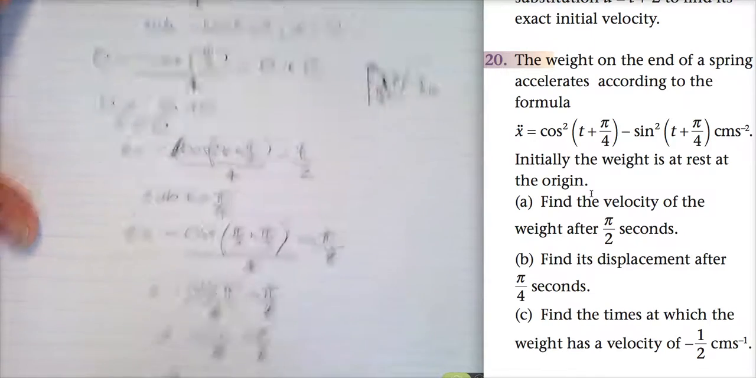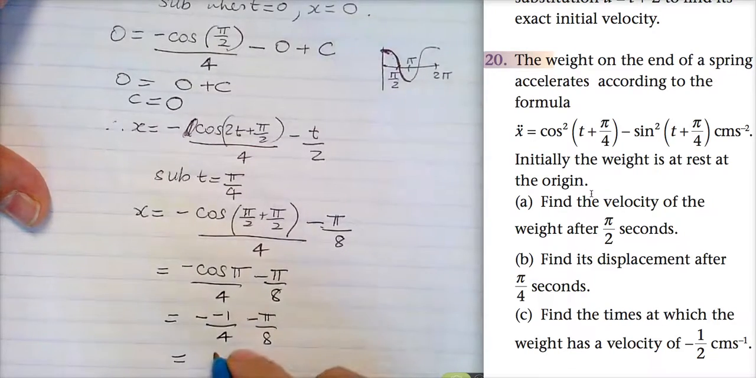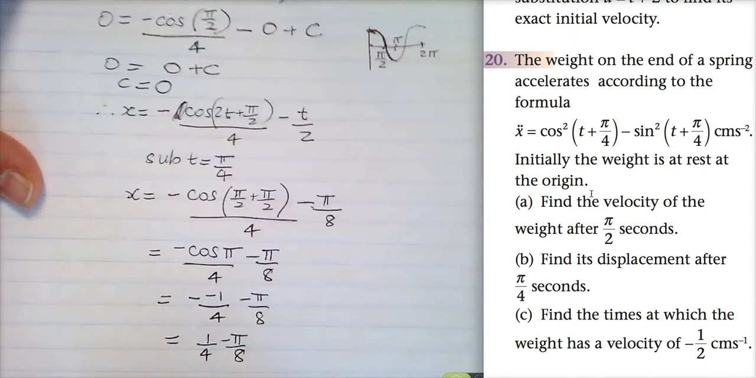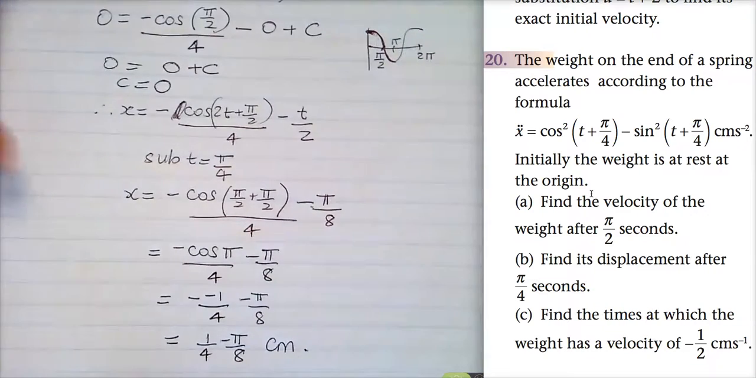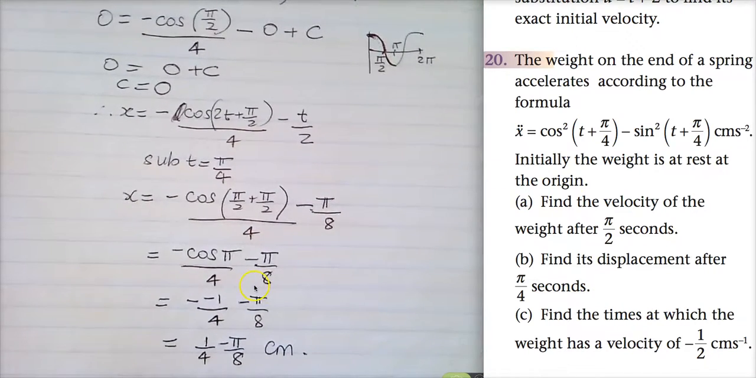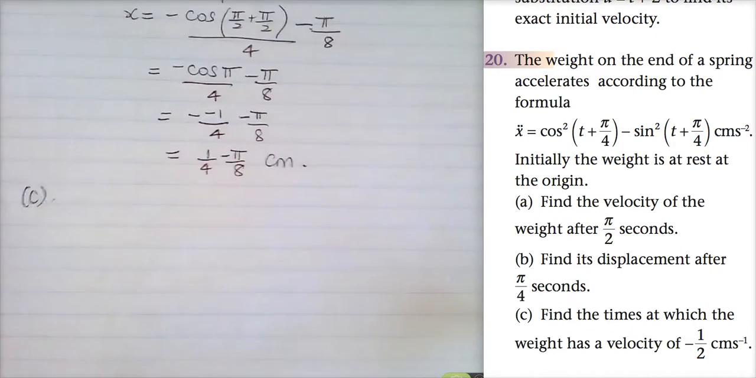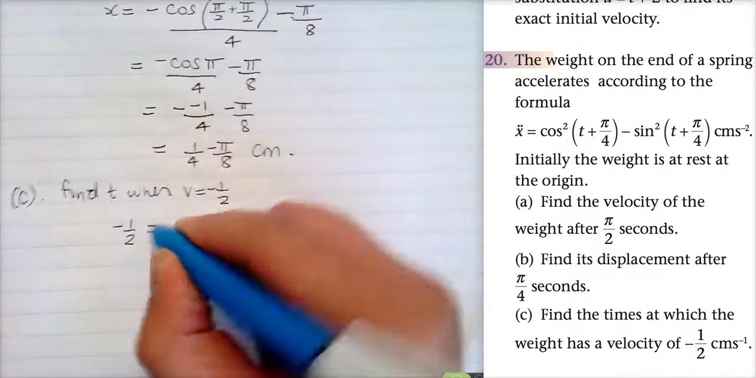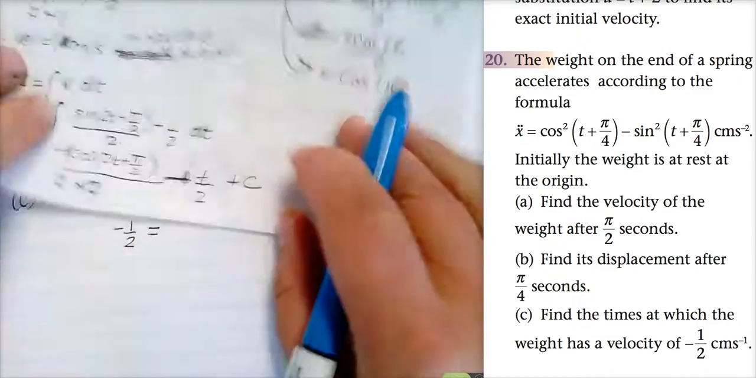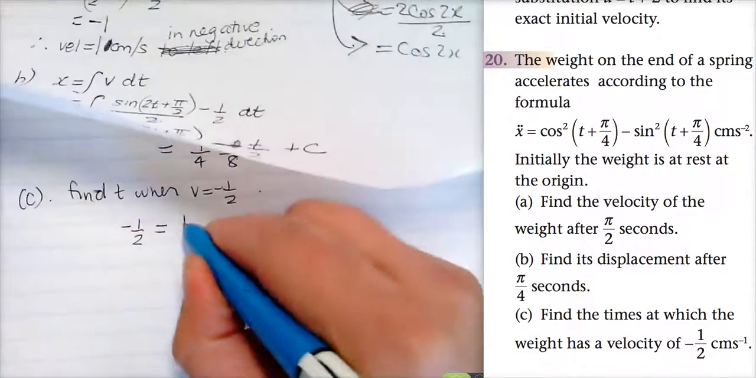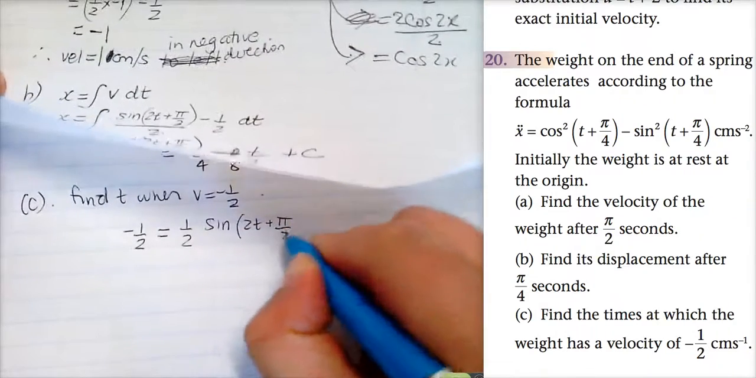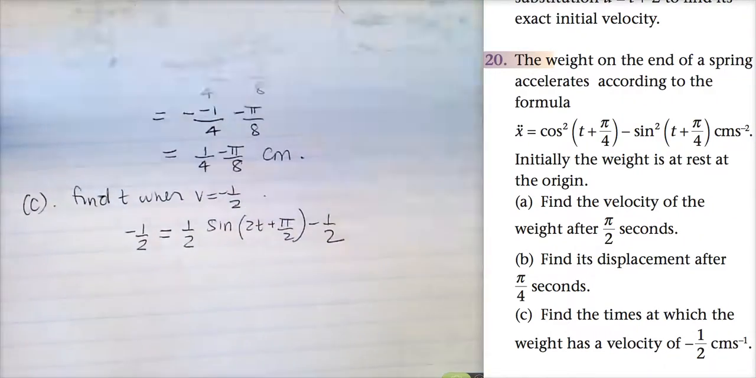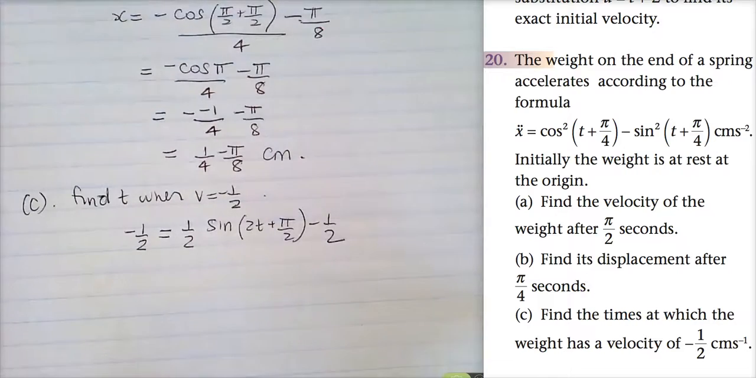Oh, miss, it's being recorded anyway. 1/4 minus pi on 8. Goodness me. Meters. Centimeters? Centimeters. So we get, the V equation is 1/2 sine 2t plus pi on 2 minus 1/2. So that's good, because that's the equation for V.